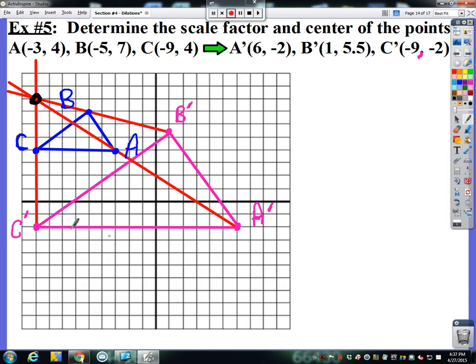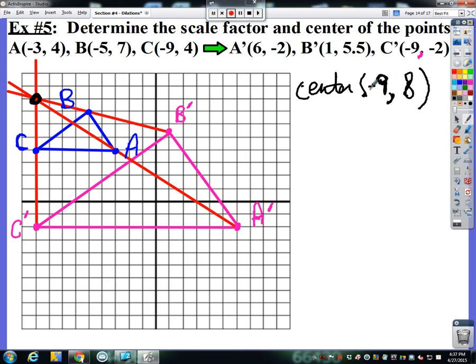So let's figure out what the coordinates of that are. Well, this was negative 9, 4, so this is 5, 6, 7, 8. So the center is at negative 9, comma 8. Could you figure that out mathematically without necessarily graphing it?